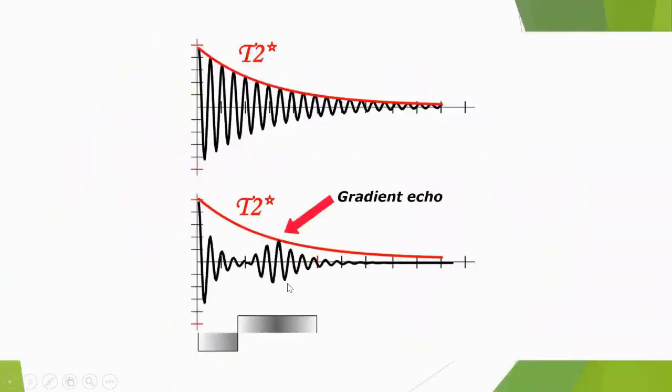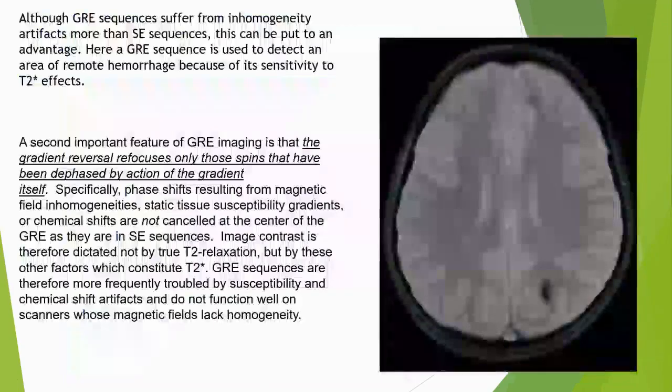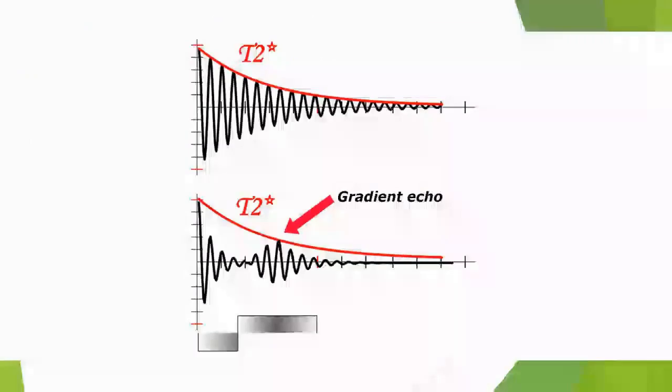What is the name of this curve, doctor? The signal decreases and weakens. Why does this happen? It occurs as a result of the dephasing that happens to protons in the X and Y axis.